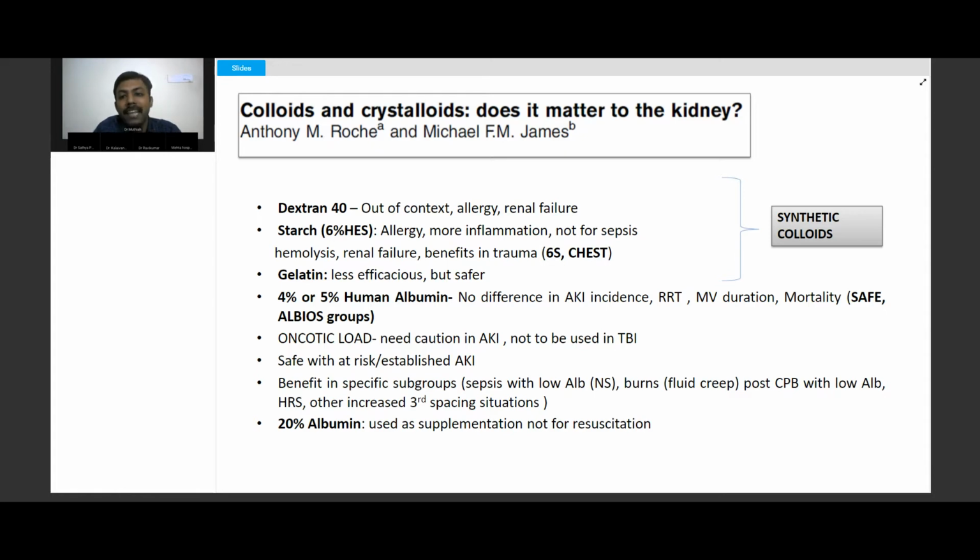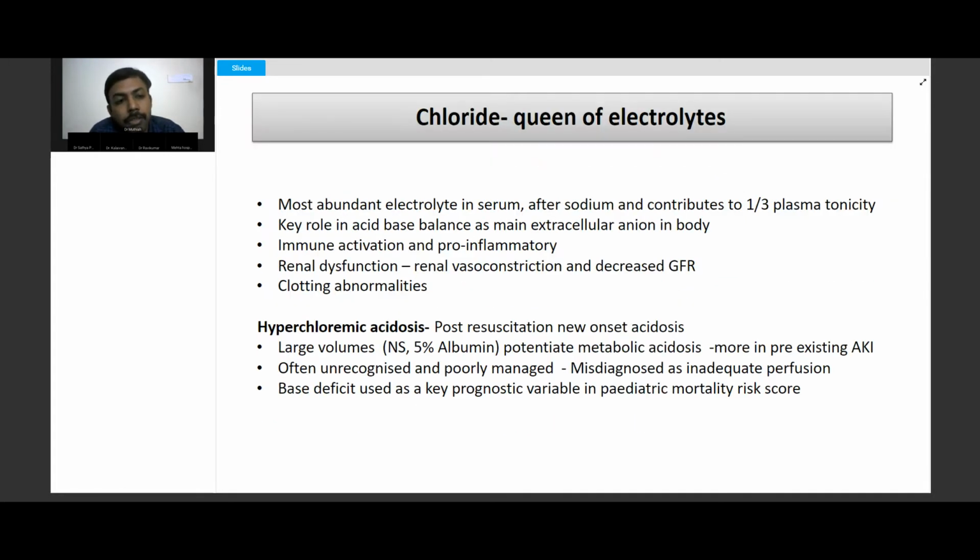So coming to the balanced salt, next hot topic, balanced salt solution. The chloride, we have to discuss about chloride here. It's the main extracellular anion contributing to 1/3 of plasma tonicity after sodium. The problem is it can activate the immune system and it's pro-inflammatory. It causes renal dysfunction when it's in excess. It causes afferent arterial vasoconstriction, reduces GFR and causes coagulation abnormalities.